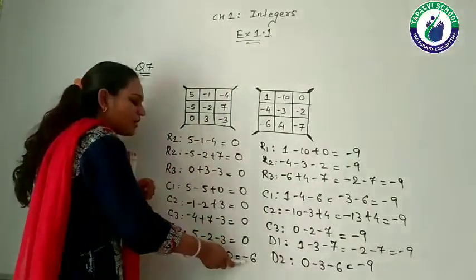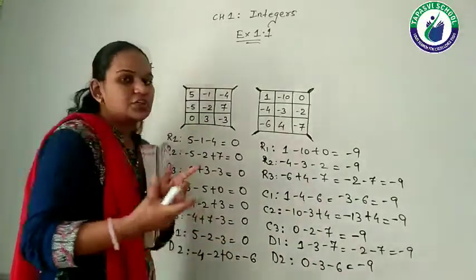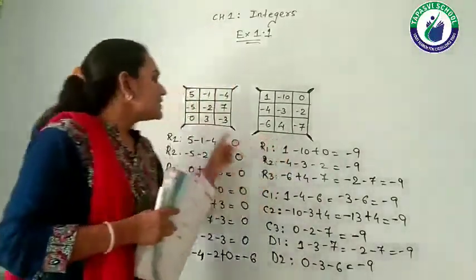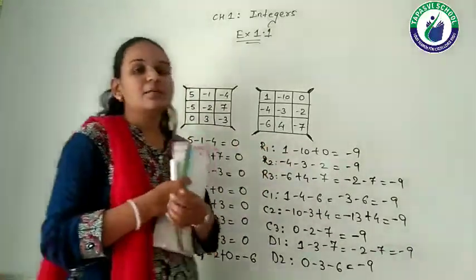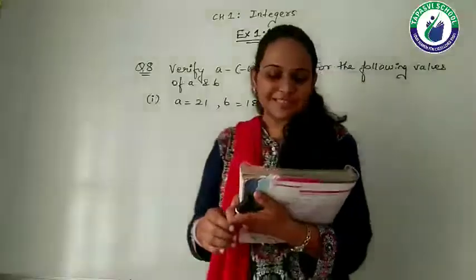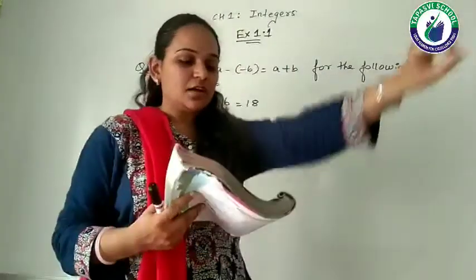Now due to this, only one answer is getting changed, so we cannot consider this first square as a magic square. So I can call my second square a magic square. Okay students, now let's see question number 8.